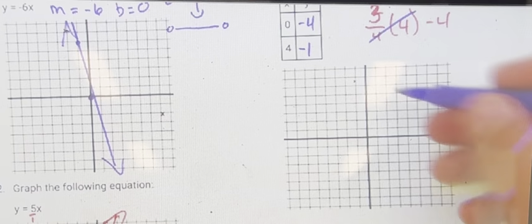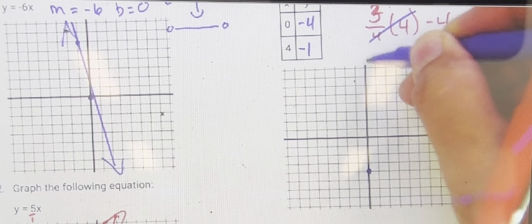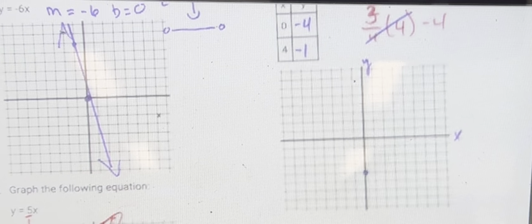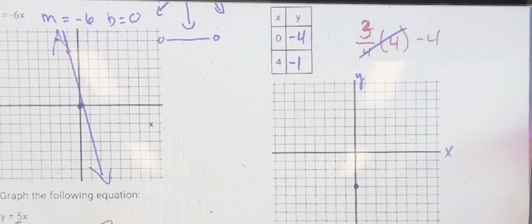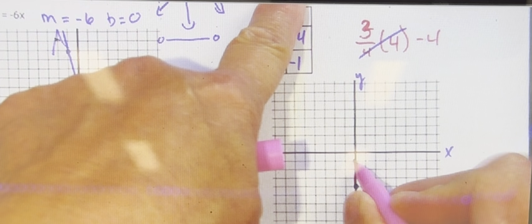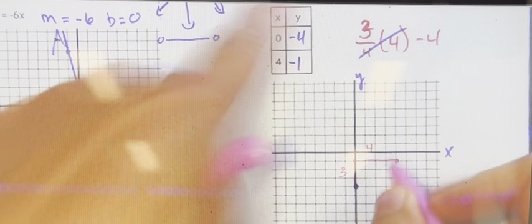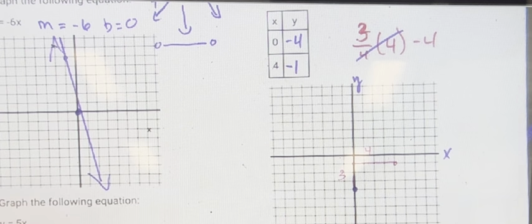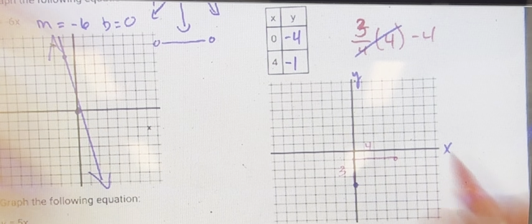And so again, you can plot the (0, -4). So I'm going down 4 on the y-axis because that's my y-intercept. And I have two choices, or you can do both. I can put another dot there and then I can count. My slope is 3/4. So up 3 and over 4. And I have a dot, and that happens to be at (4, -1). So now I've double checked to make sure my table is correct. I feel confident I can check that, and I've graphed it using my slope and y-intercept.